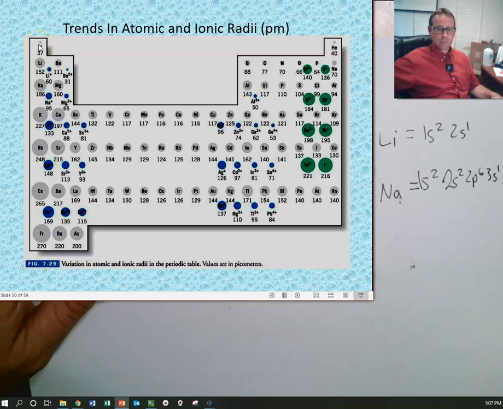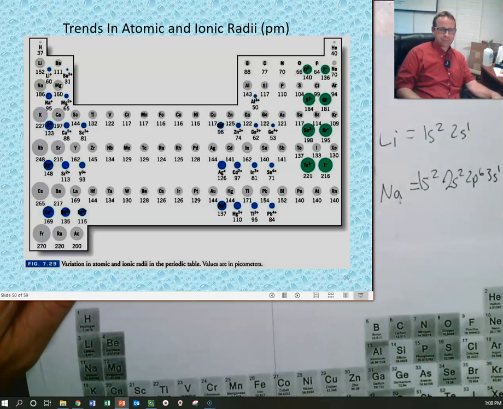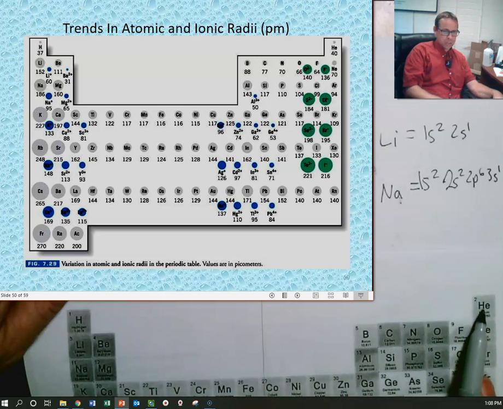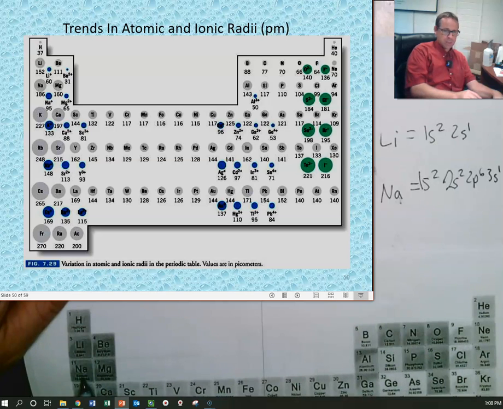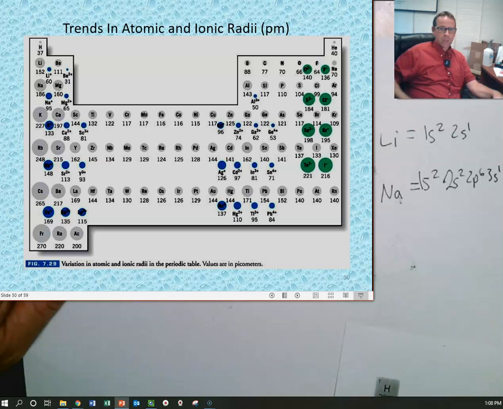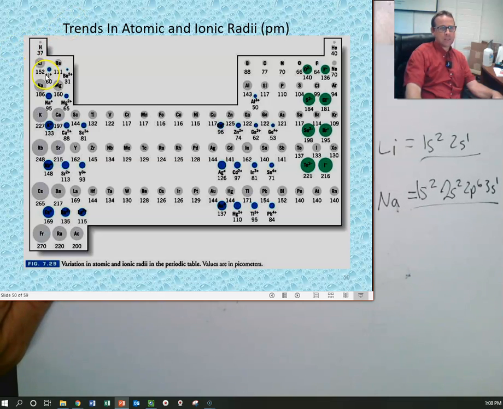Maybe I bring up a periodic table down here so we can look at it. This is our first row, 1s2, our second row, 2s2, and then 2p6 if we're going to sodium, and then that's 3s1. For lithium, 1s2, and then 2s1. We stop right there.